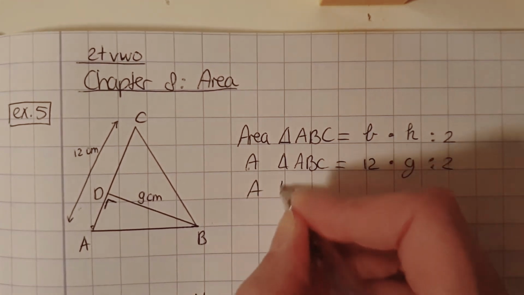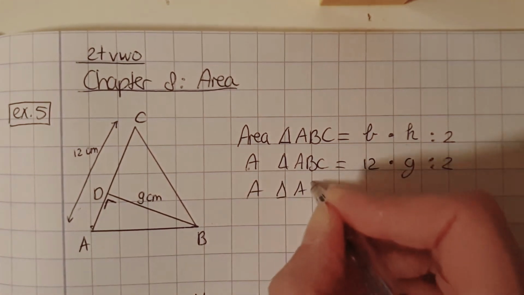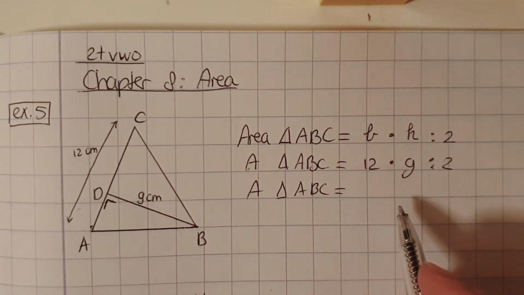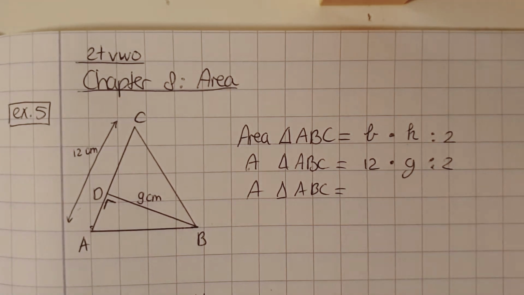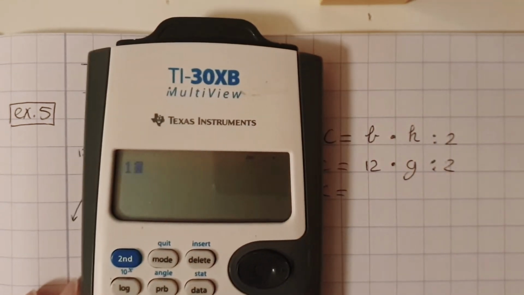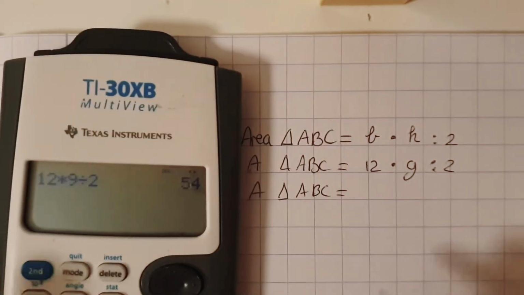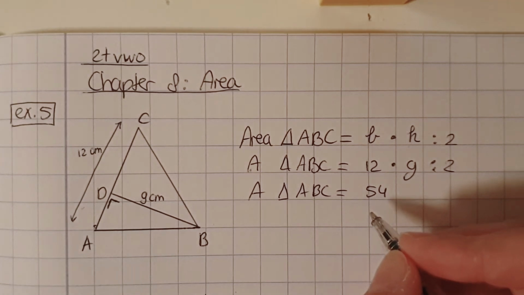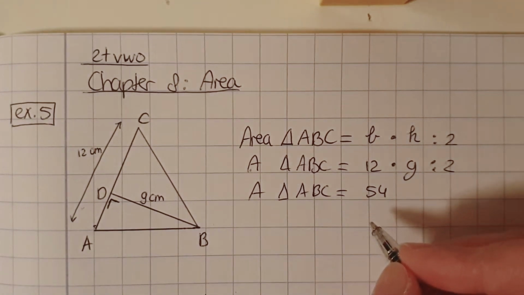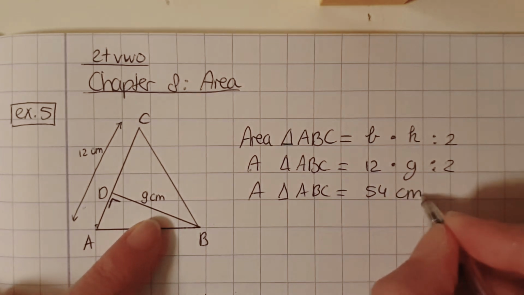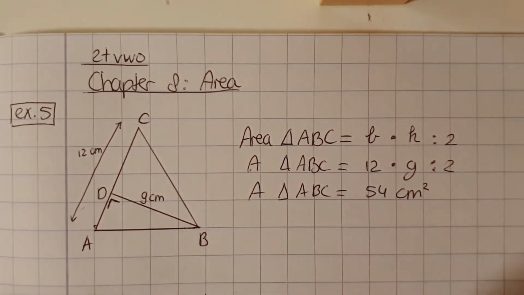Now, again, area of triangle ABC is... You just simply do this in your calculator. When I type it in my calculator, 12 times 9 divided by 2 is 54. Now, in the question it says in squared centimeters. This is also centimeters, so squared centimeters. Next.